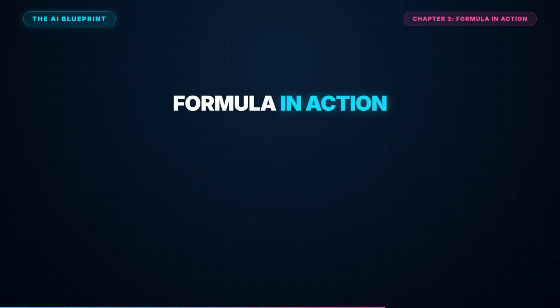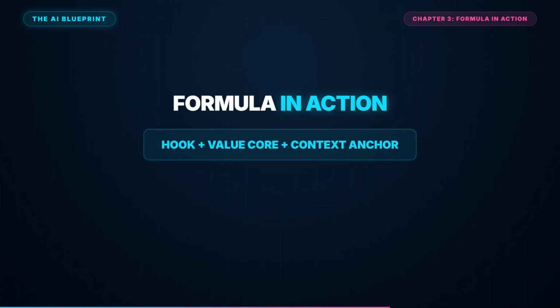Part 3 is the context anchor. This grounds the title in a relatable situation, time frame, or metric that makes the value feel achievable and relevant right now. It answers, why should I care about this today? Context anchors include time frames like in 30 days, situations like with zero budget, or proof metrics like that grew my channel to 100,000. Here is the complete formula in action.